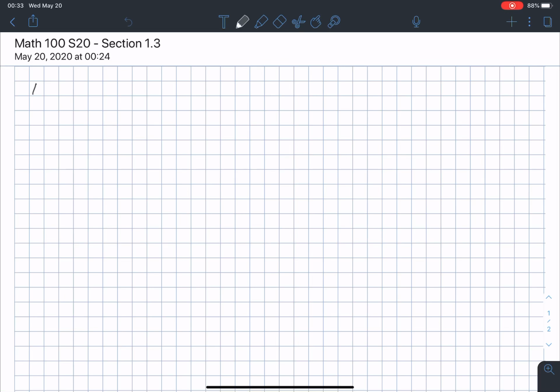Okay, so welcome to section 1.3, truth tables. Actually, I don't like the way that's written. Let me write that a bit better. So, truth tables.